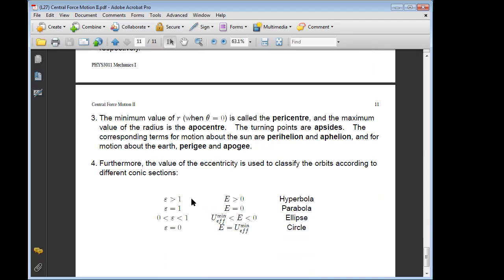For epsilon greater than 1, or energy E greater than 0, we have a hyperbola. For epsilon equal to 1, energy equal to 0, we have a parabola. Epsilon lying between 0 and 1, we have an ellipse. Epsilon equal to 0, we have a circle, all right?